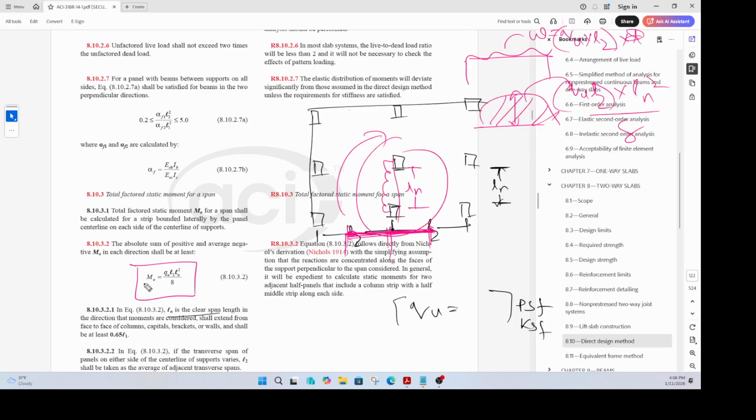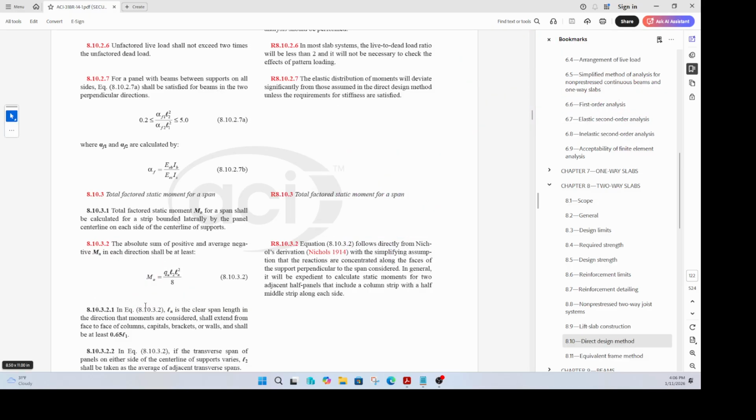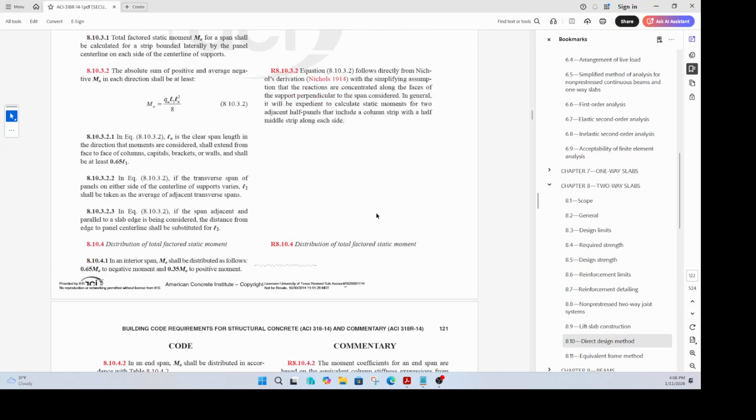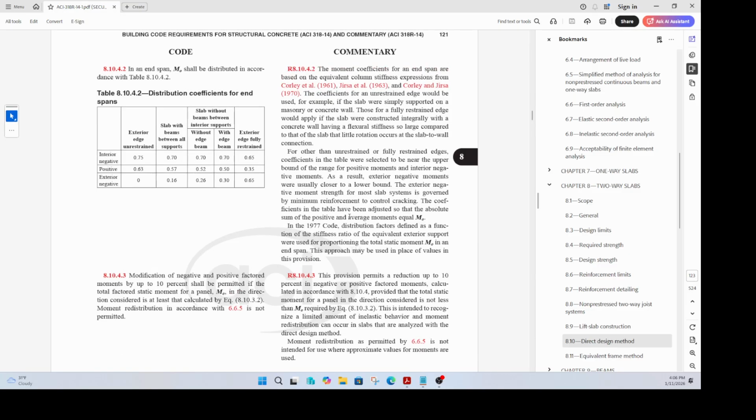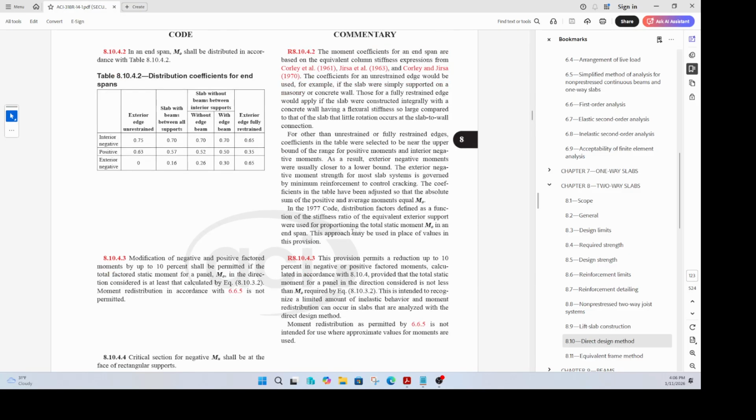So the idea is to take the static moment and, depending upon whether you're looking at an interior panel or exterior panel, you distribute the static moment into a negative and positive zone, right? And then use that moment, further distributed onto a column strip, and then find out your reinforcement needed for the column strip and all that.